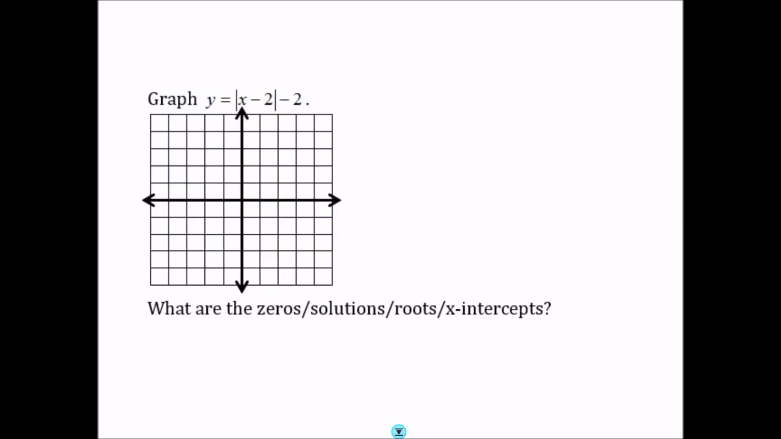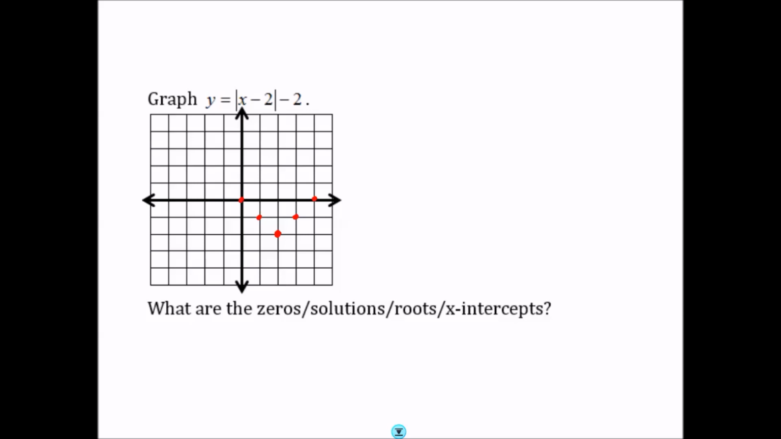So let's start with something that you should already know. In the last unit, we talked a lot about how to graph different functions, including the absolute value function. So let's start by graphing y equals the absolute value of x minus 2, minus 2. This would mean that h is 2 and k is negative 2. So we're going to start our graph at the point 2, negative 2. And a is 1.